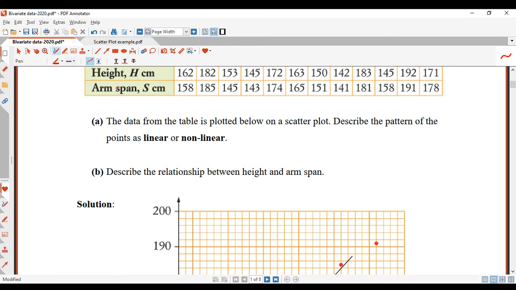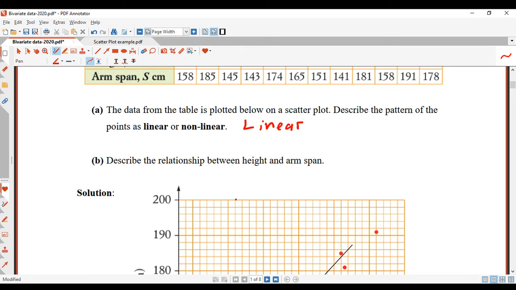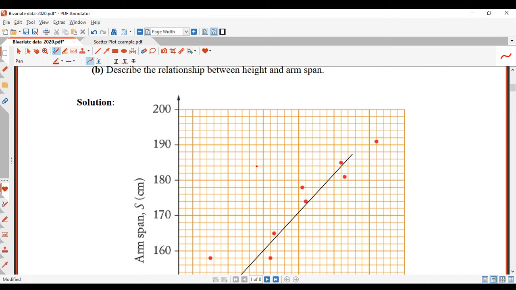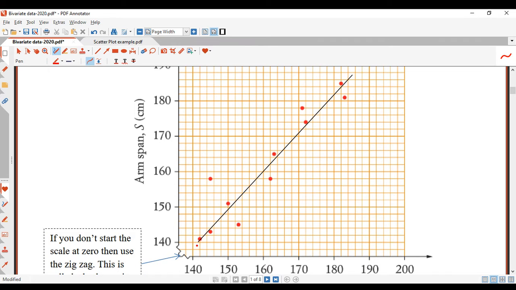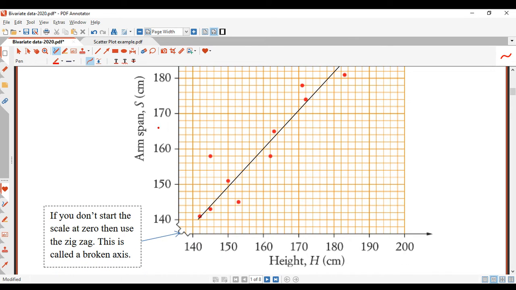Here's the relationship, looks to be linear because most of the points lie on a straight line. Now, we've got to describe the relationship between height and arm span. Well, let's have a look. We've got height here, we've got arm span on the vertical axis. So as the heights increase, it looks like the arm span also increases. So that makes sense. As someone gets taller, generally their arms get longer.